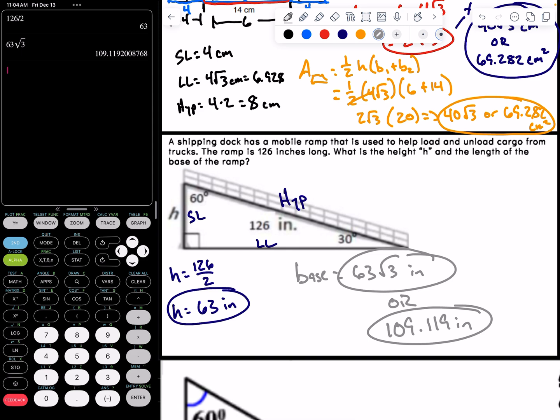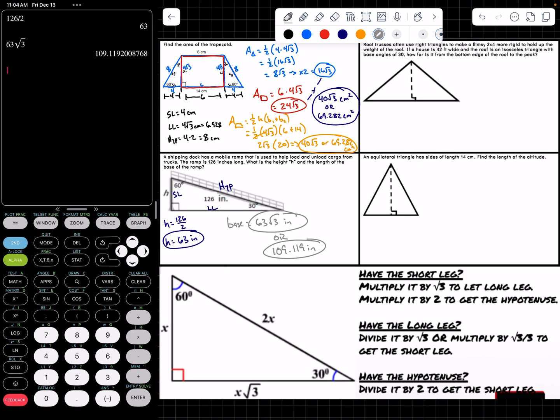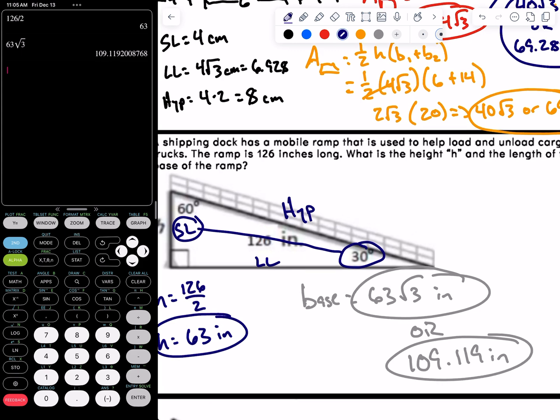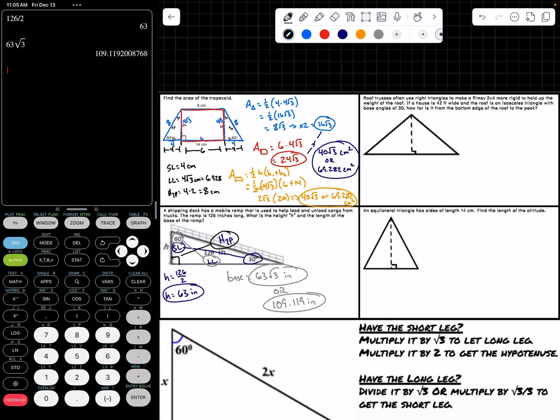Once we get comfortable with leaving square root 3 in our answer, that's going to help this process tremendously. And ultimately, as long as we follow the rules, it shouldn't be too terribly difficult. You've just got to be able to label and understand the short leg is always going to be across from my 30, and our long leg is always going to be across from our 60, and our hypotenuse is always going to be across from our right angle. As long as we have that stuff down, we should be just fine.